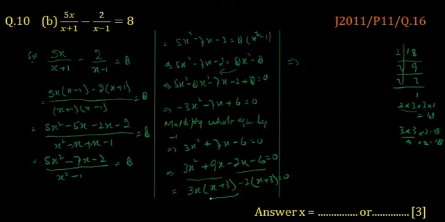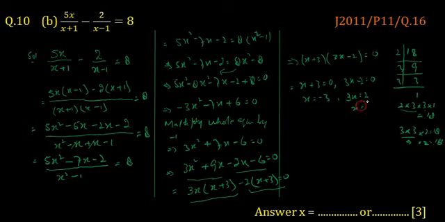Now x plus 3 is common in both terms, and the remaining is 3x minus 2 is equal to 0. So it can be further written as x plus 3 is equal to 0, and 3x minus 2 is equal to 0. So x can be written as minus 3, and 3x is 2, so x is 2 upon 3. So two values of x we have found, one is minus 3 and the other is 2 upon 3. If there is still any problem, you may write in the comments, I will reply to you.